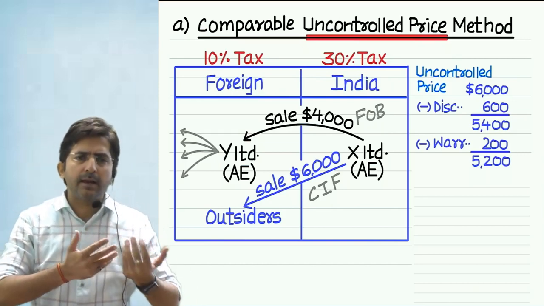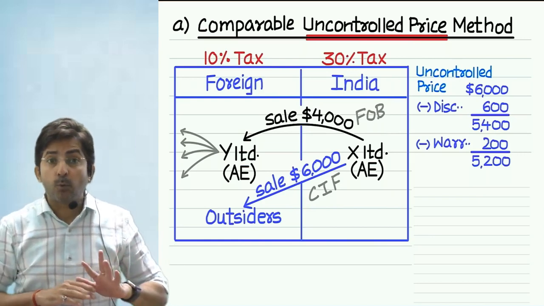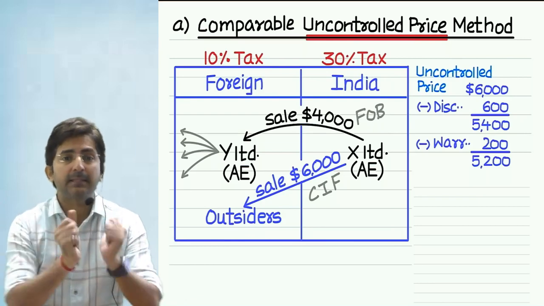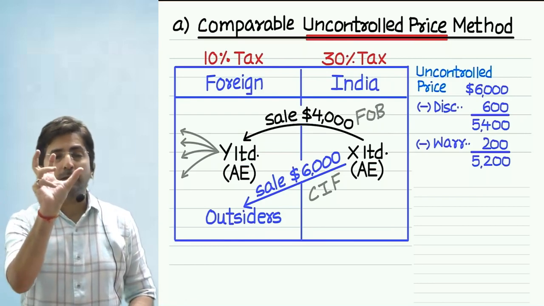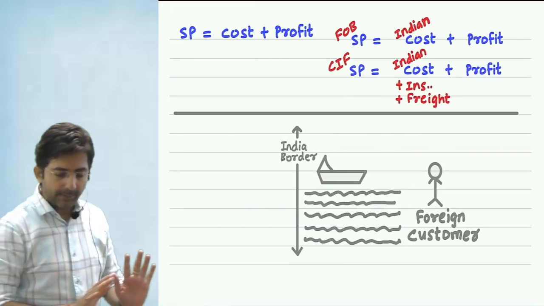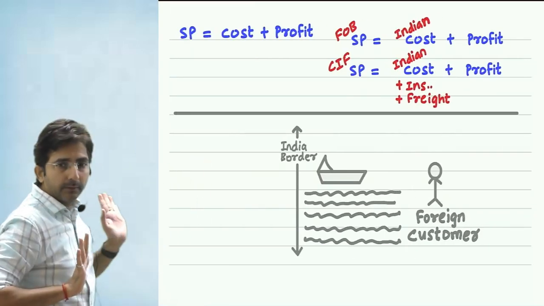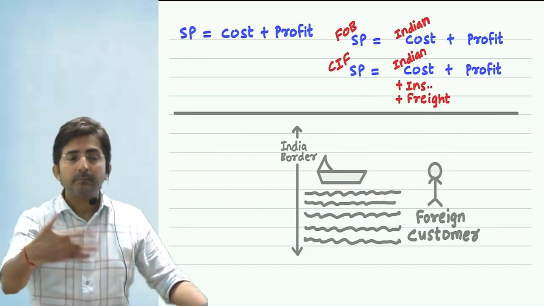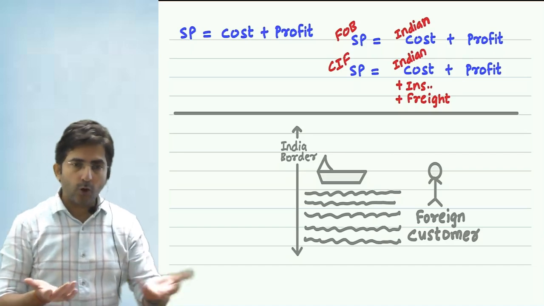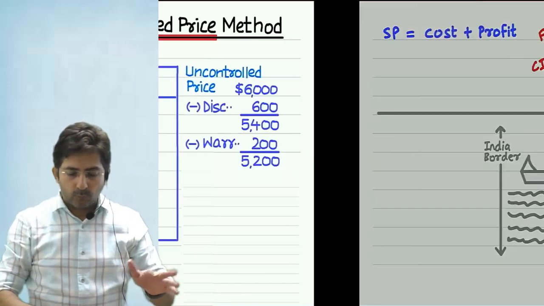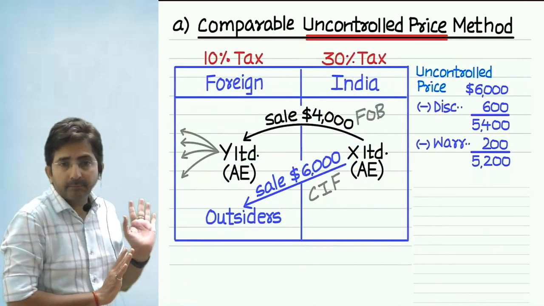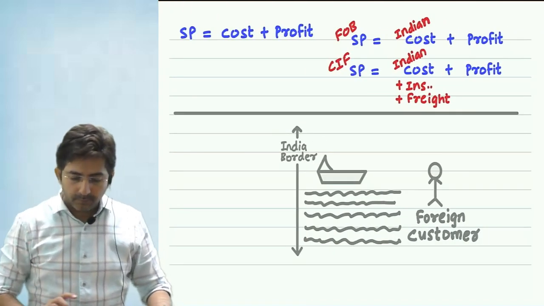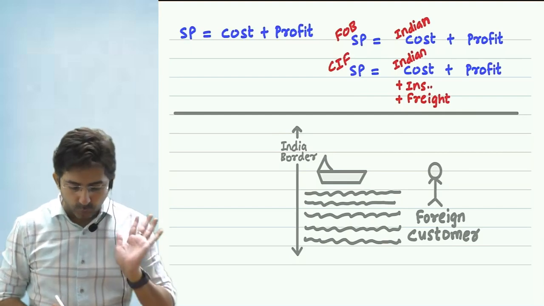Some exports are done at FOB price, some exports are done at CIF price. Basically, FOB and CIF are sale prices. Now, what is the difference between the two sale prices? Look at this, I have kept the entire explanation ready. Once you understand what FOB and CIF are, you will automatically be able to tell me what adjustment needs to be done in this case. So look at the screen.